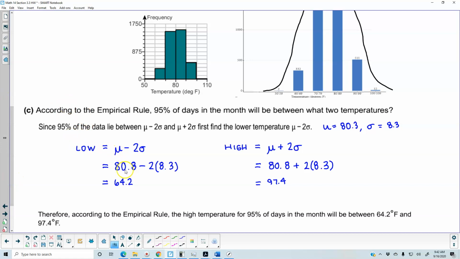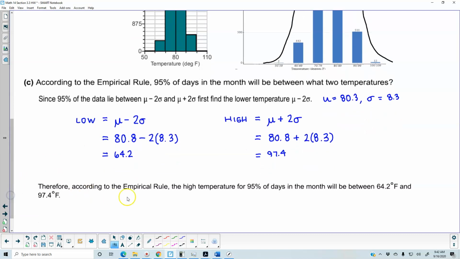So the low is taking the mean, 80.8, and subtracting 2 times the standard deviation, which gives us 64.2. And the high is going to give us 80.8 plus 2 times 8.3, which is 97.4. And therefore, according to the empirical rule, the high temperature for 95% of days in the month will be between 64.2 degrees Fahrenheit and 97.4 degrees Fahrenheit.